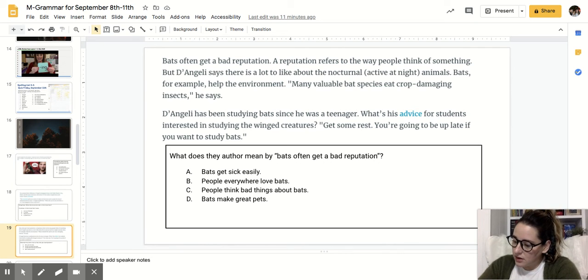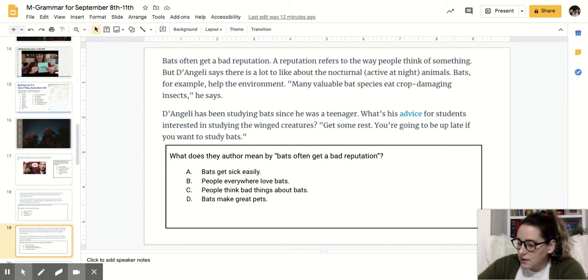Let's write that down on our paragraph 4 note. They do good things like eat crop-damaging insects. And that is true.